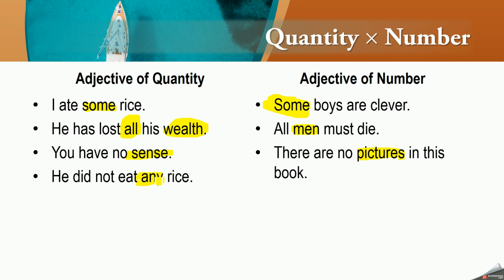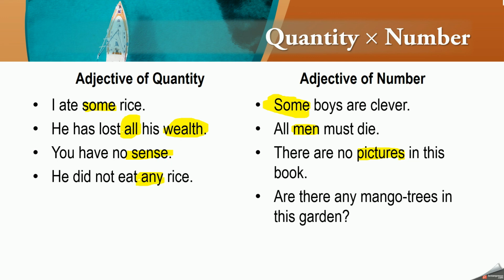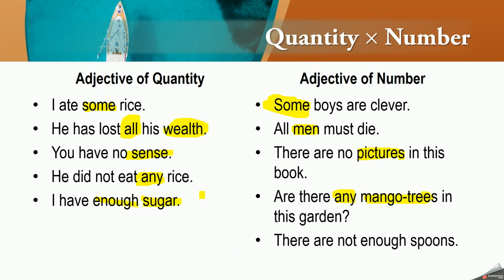So any rice, again rice is uncountable. Are there any mango trees in this garden? So mango trees is what? Countable. I have enough sugar. Sugar is again uncountable. There are not enough spoons. So here spoons is countable. So you can see, if you are using the adjective with an uncountable noun, then it becomes an adjective of quantity. Whereas if you are using the adjective with a countable noun, it becomes an adjective of number.